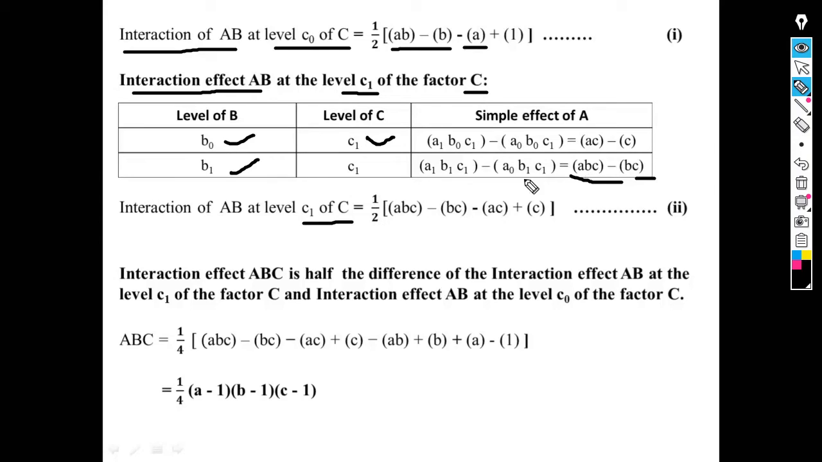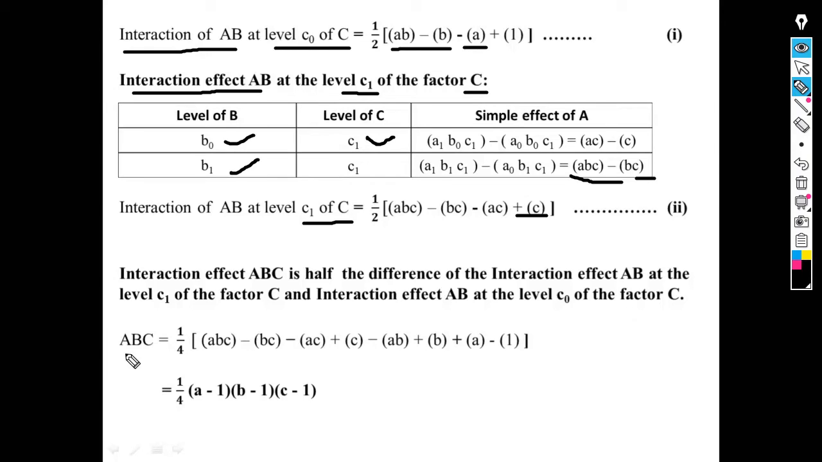So we get half of, subtract the second simple effect from the first. So we get ABC minus BC minus AC plus C. Consider this as equation 2. Now what is the interaction effect ABC? The interaction effect ABC is half of the difference between the interaction effect AB at the second level of factor C and the interaction effect of AB at the first level of factor C.